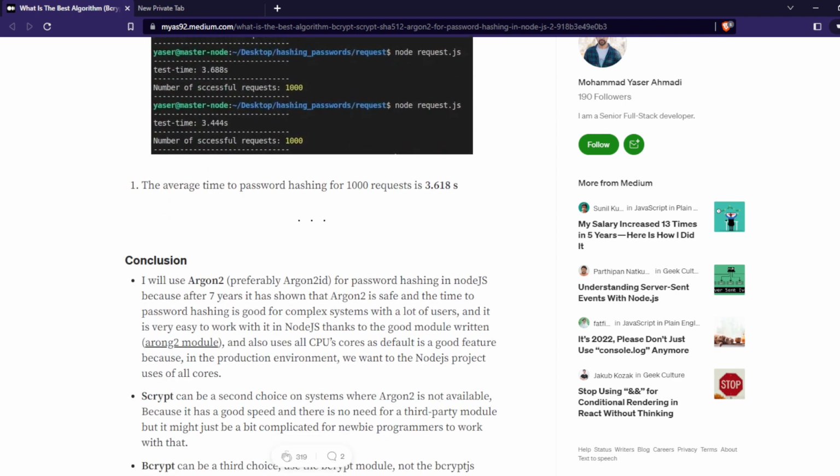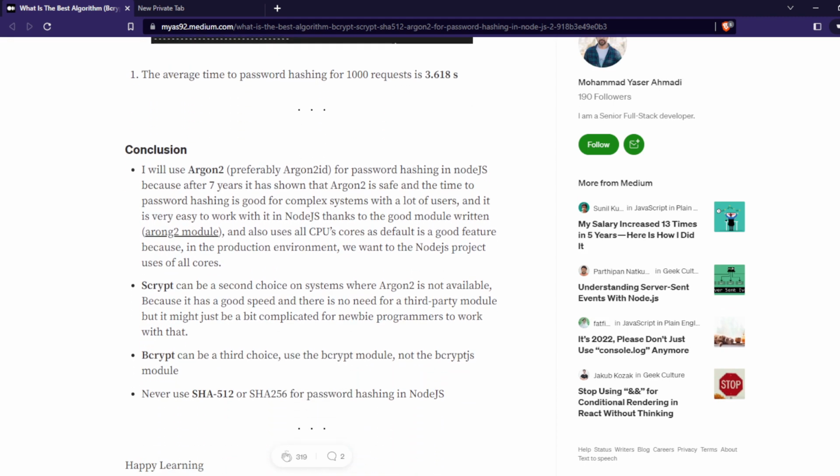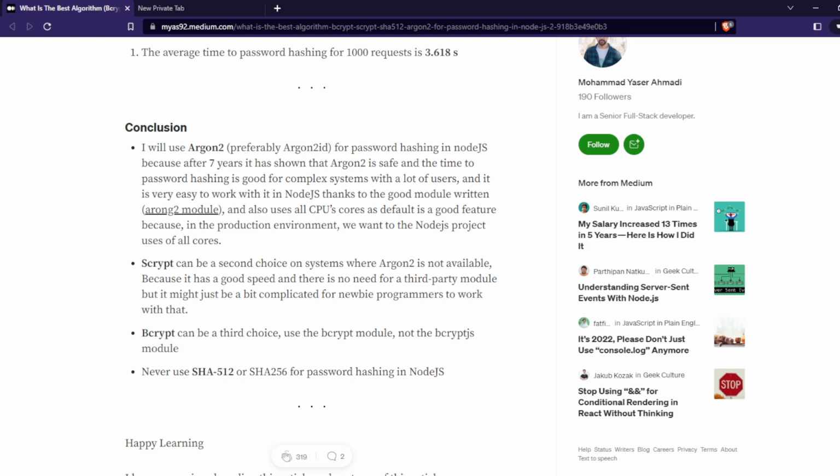The average time for password hashing for 1003. We will use Argon2id for password hashing in Node.js, because after 7 years it has been shown that Argon2 is safe, and a short password hashing time is good for a system with a lot of users, and it is very easy to work with in Node.js.